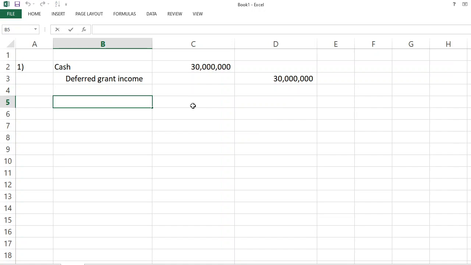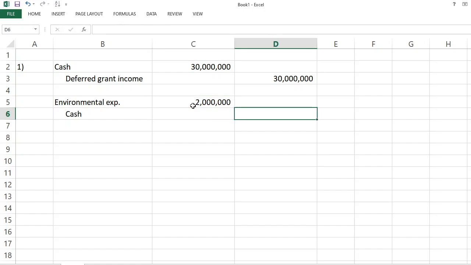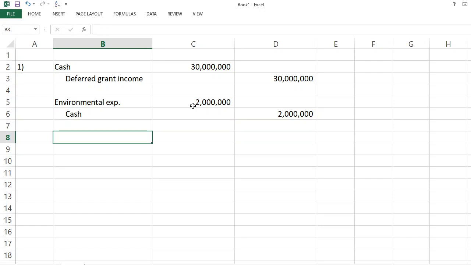And what's next? We incurred an environmental expense during the year. That's 2 million for the first year. Credit cash. So, this is why I said it's easy, because it's just a typical recognition of income and expense.